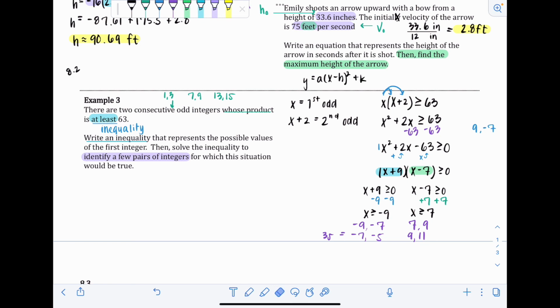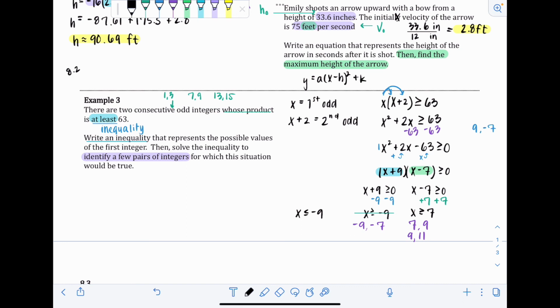Because negative numbers go in the reverse order, for this one to work, we would have to do x is, I'm going to write it off to the side, sorry. In order for this to work, we wouldn't use x is greater than or equal to -9. We would actually have to use x is less than or equal to -9 in order to get numbers that multiply to be greater than or equal to 63.